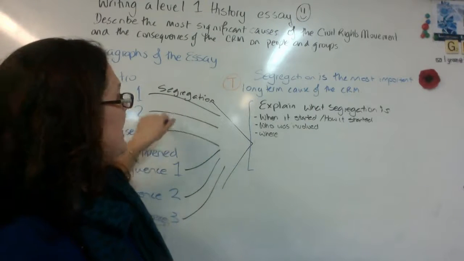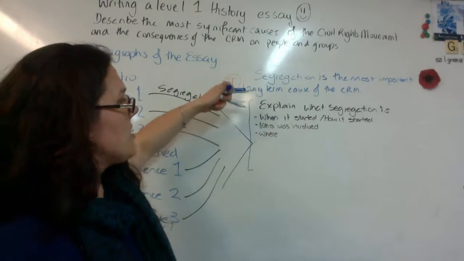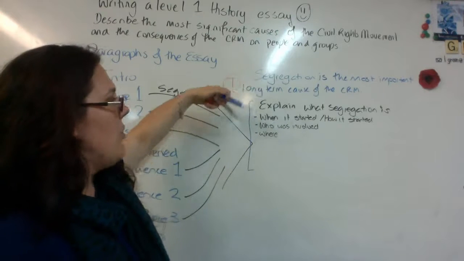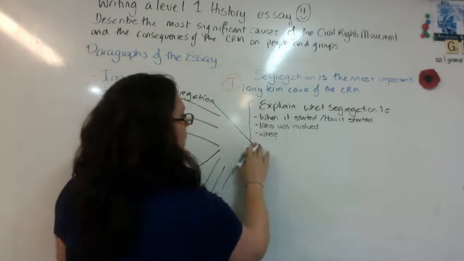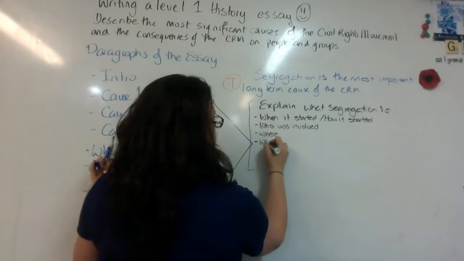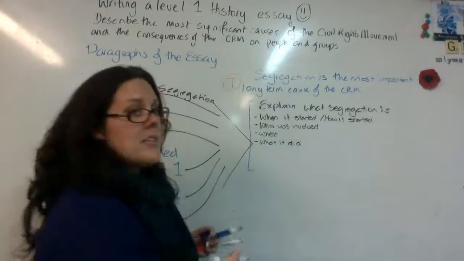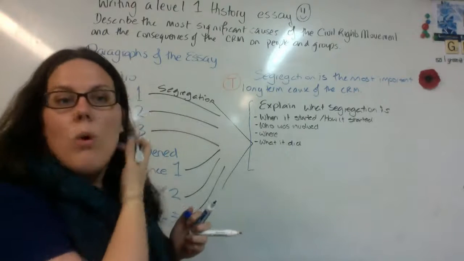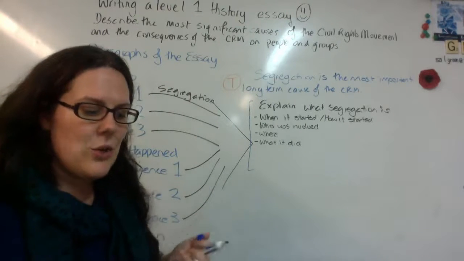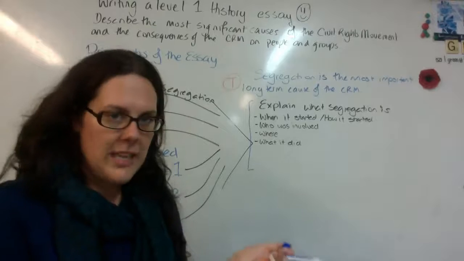Okay, and this could be for any of your causes that you're looking at. So if you're talking about the NAACP, you can talk about when it started, how it was started, who was involved. You might talk about where it was. You might talk about what it did. Okay, and this is part of the analysis, because if you're explaining what it did, you're starting to lead into how it leads to your cause happening.